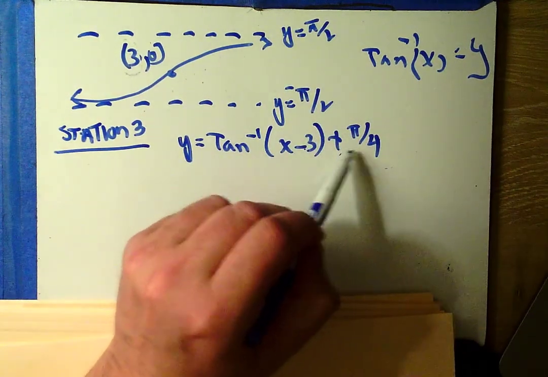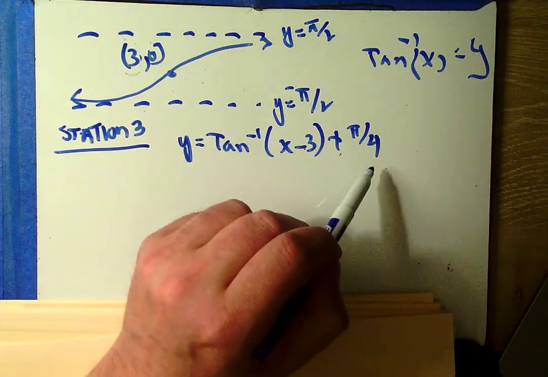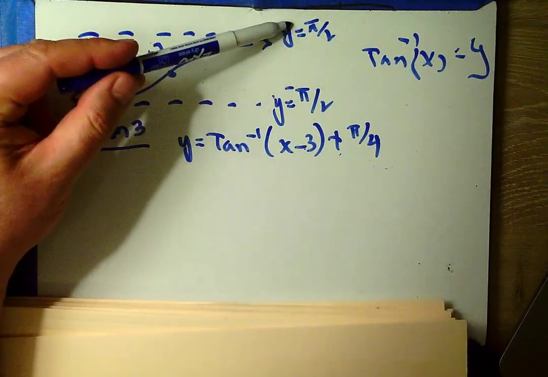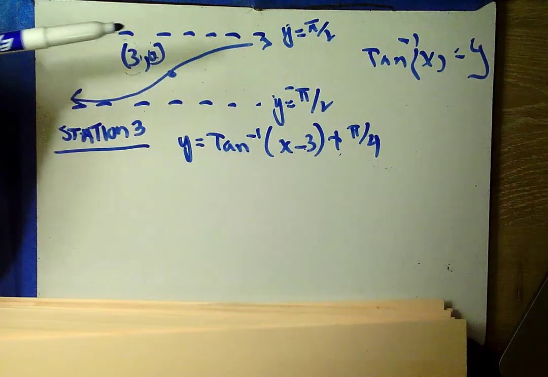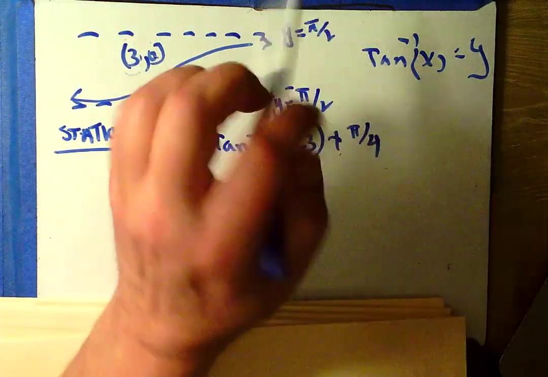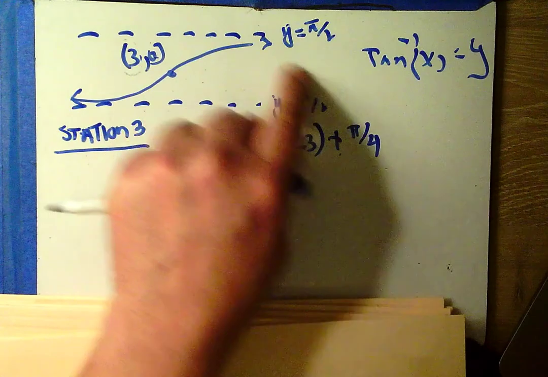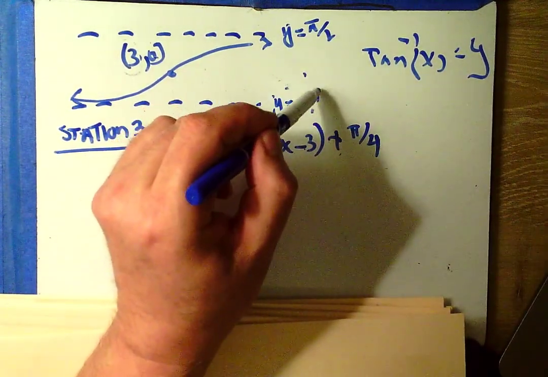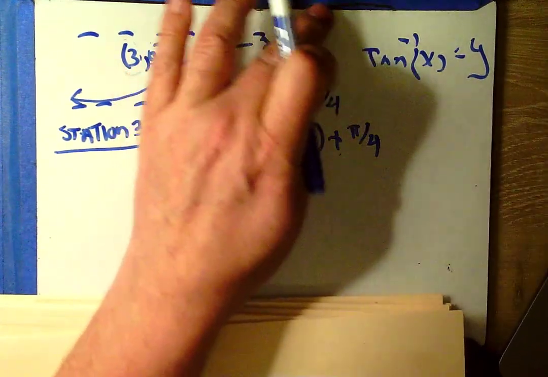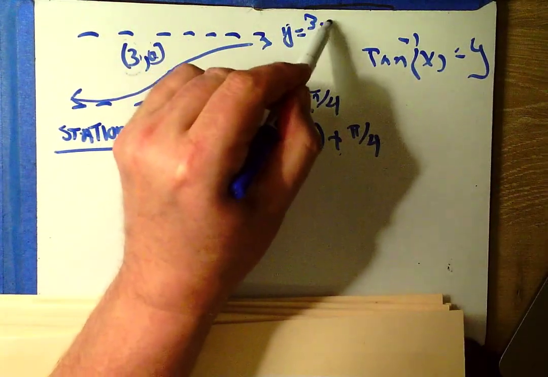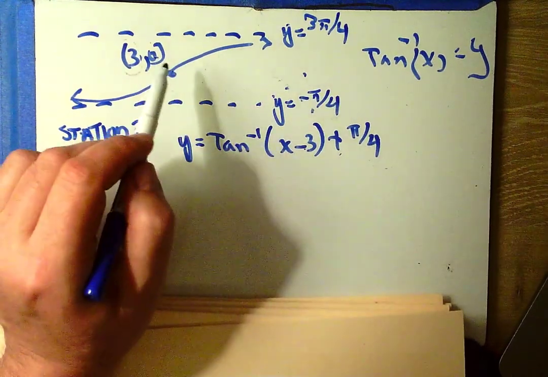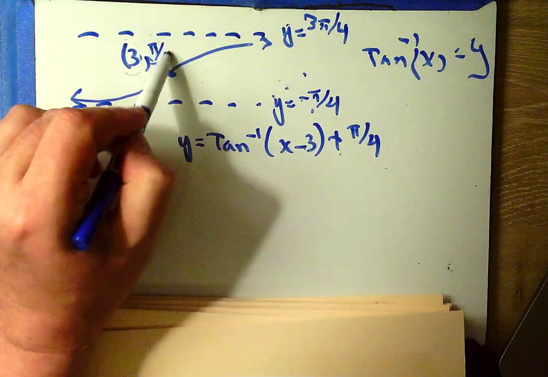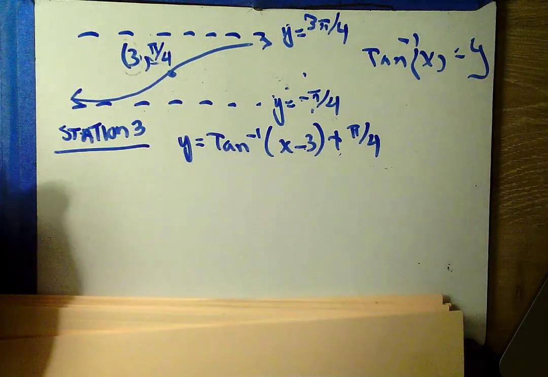Well, here I see I'm supposed to add pi over 4 to all the y values. So here's a y value, here's a y value, here's a y value. I'm going to add pi over 4 to each of these y values. And when I do, I get these new points. I get negative pi over 4 here. I get 3 pi over 4 here. And when I add pi over 4 to 0, well, I get pi over 4. And so there's my graph for station number 3.